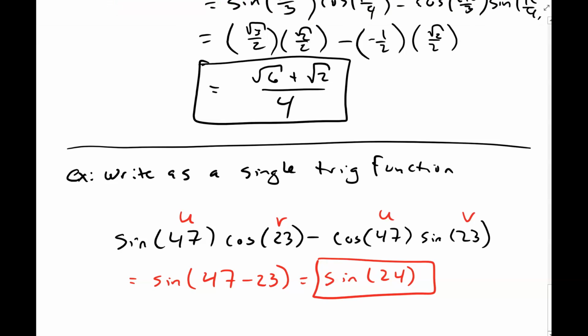So that should be pretty easy, right? All you're doing is, can you use the identities to go the other way to compact them down into a single function?